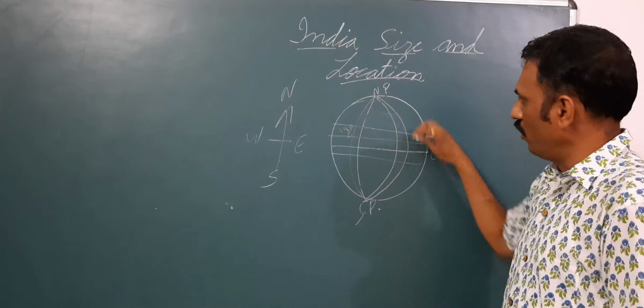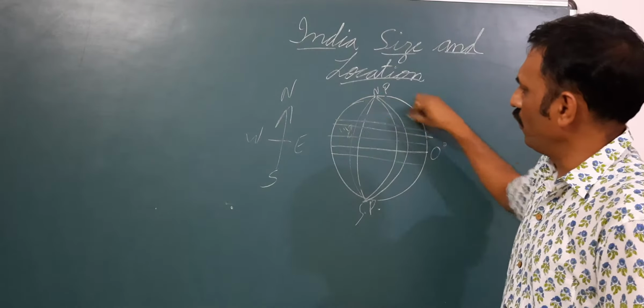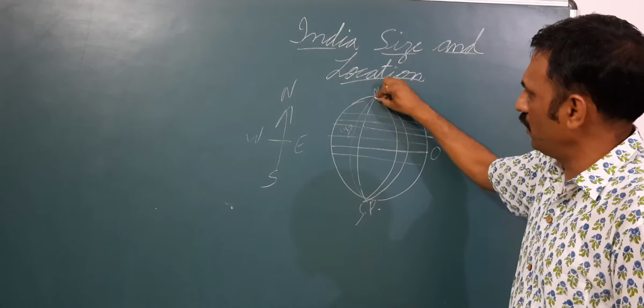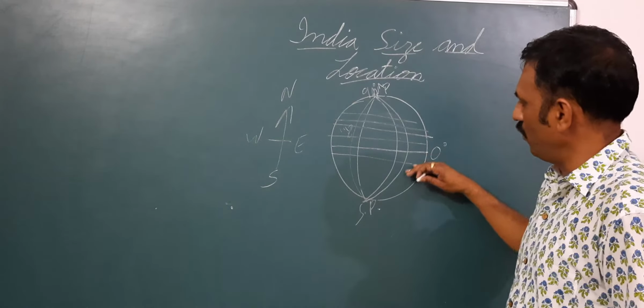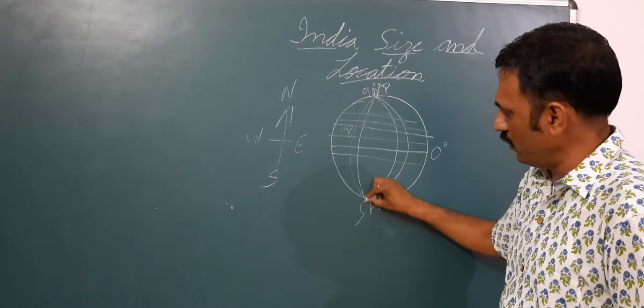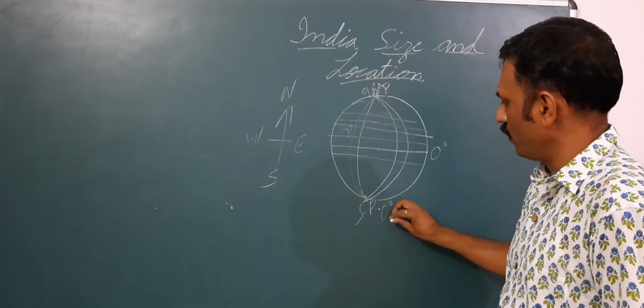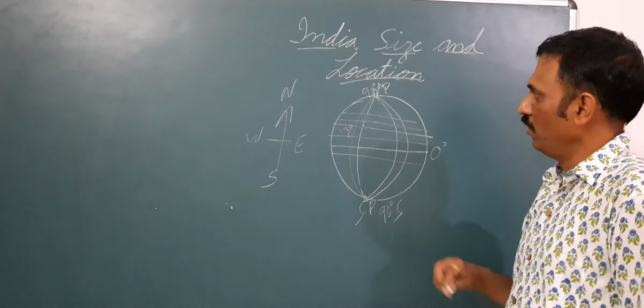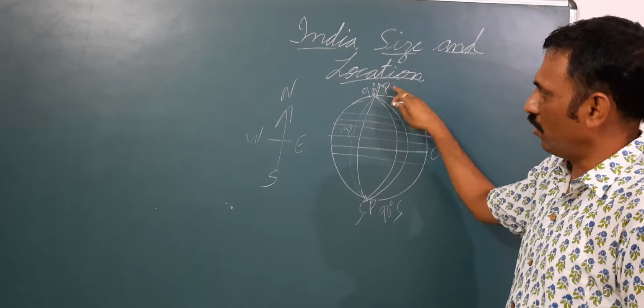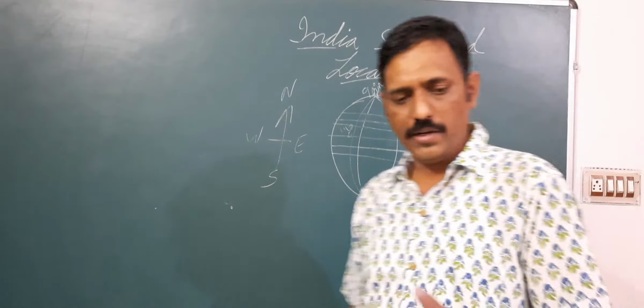Total latitude starts at 0 degree, then in this way 23, 24, 25, and the last is 90 degree. And on the southern side also, it is 0 degree, and 90 degree is the south pole. Here 90 degree north is the north pole. So these are latitudes and longitudes.